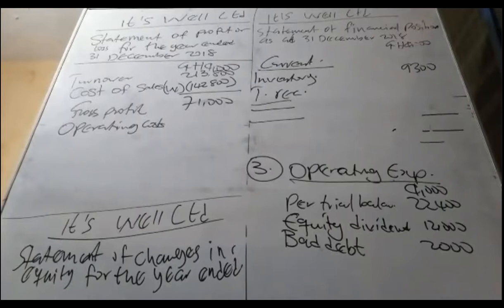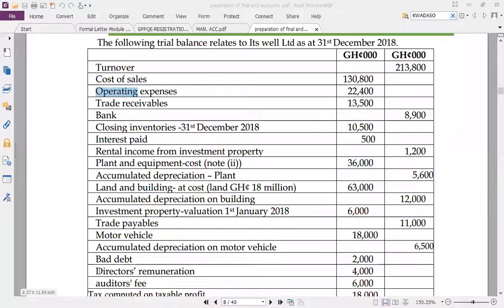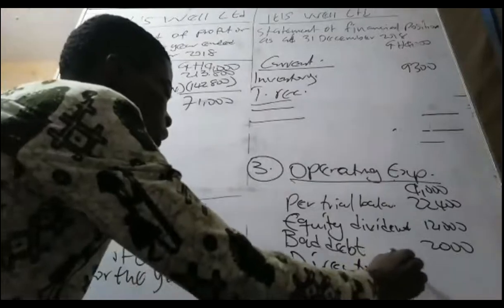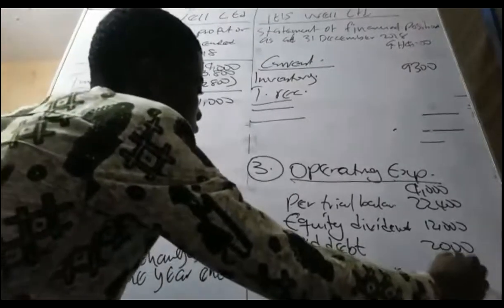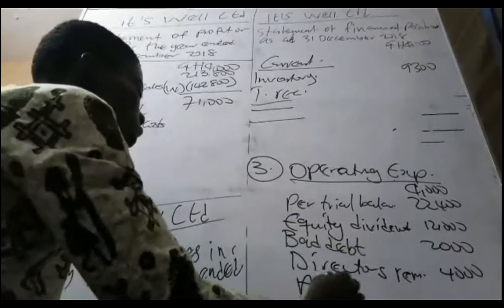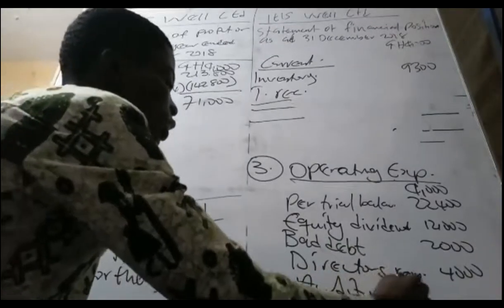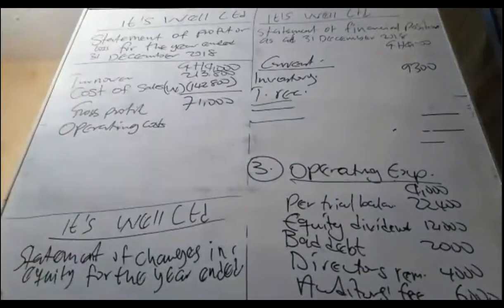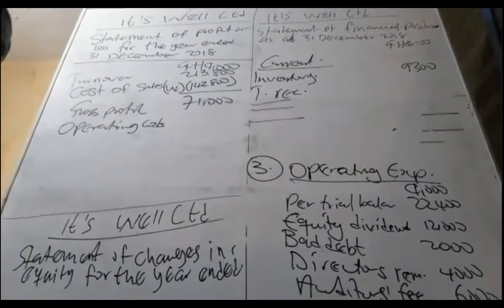Then the next item on the list. Right after bad debt, we have director's remuneration and auditor's fee, 4,000 and 6,000 respectively. So director's remuneration, 4,000. Auditor's fee, 6,000. Auditors are charging more than directors.